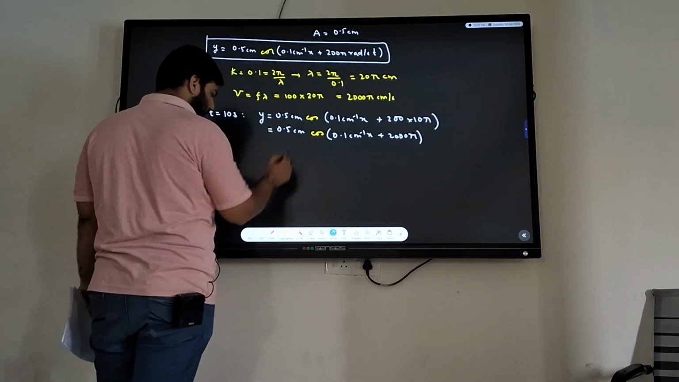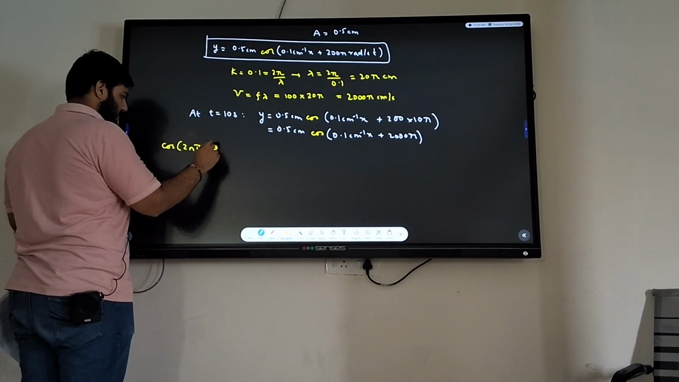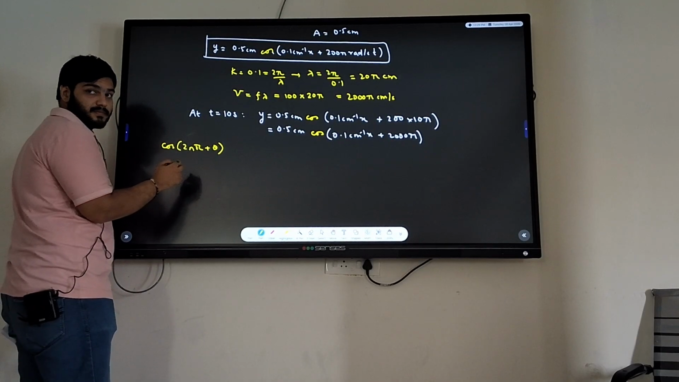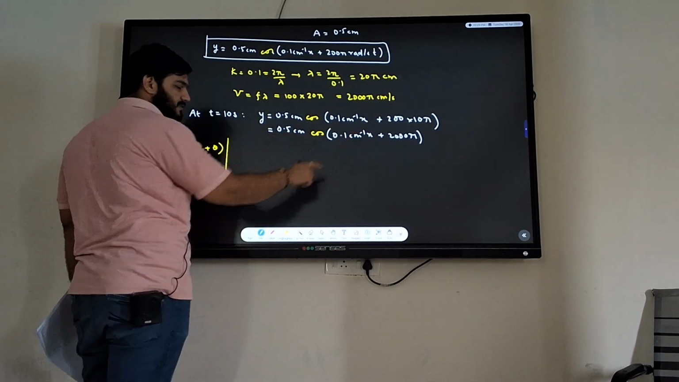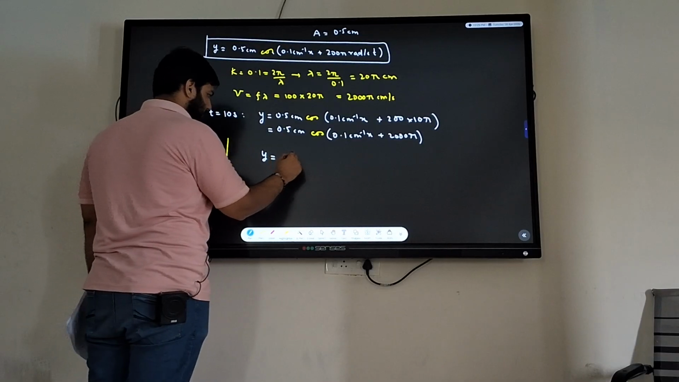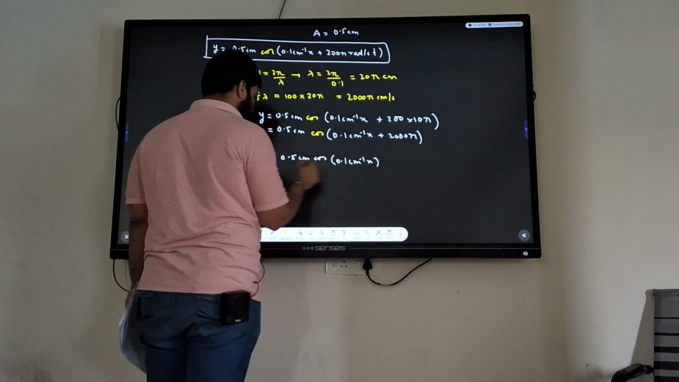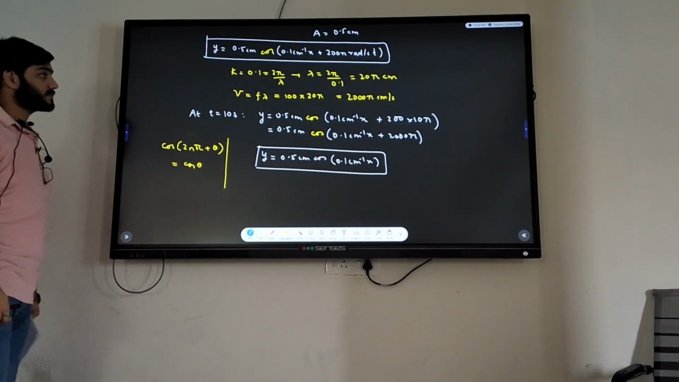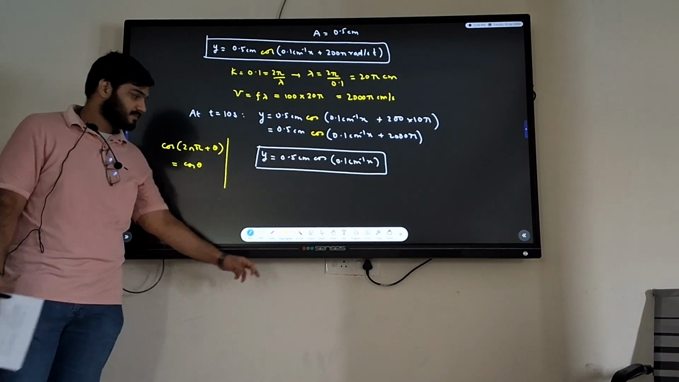Then what is cos of 2n pi plus theta? What is this equal to? Cos theta. That's cos theta. So that means what? Is it a even multiple? So you will get what? 0.5 centimeter cos of 0.1 centimeter inverse x. This is my y. Is there any problem here?